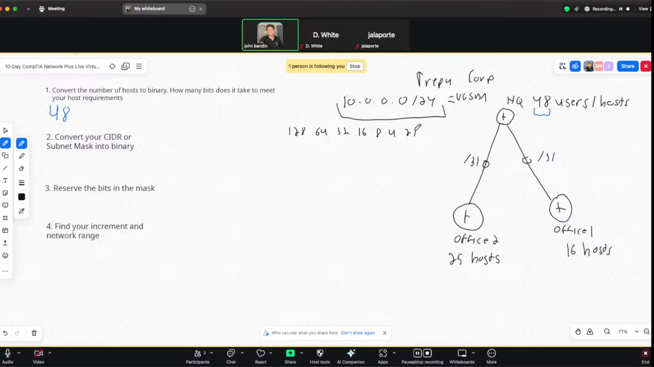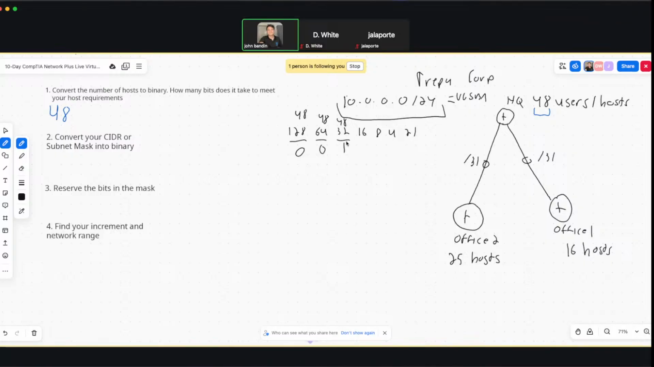Okay, so 48. Let's convert it to binary. You remember how to do that? 48, is it greater than or equal to 128? No. Is it greater than or equal to 64? No. Is it greater than or equal to 32? Yes. So we can stop right here.